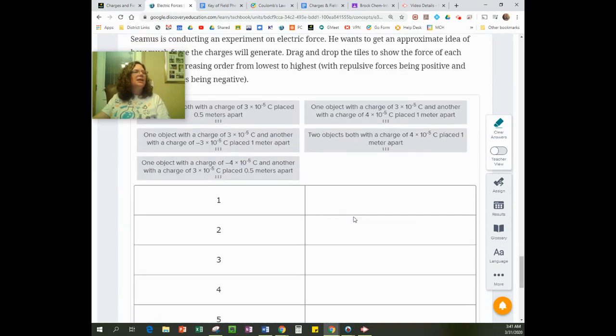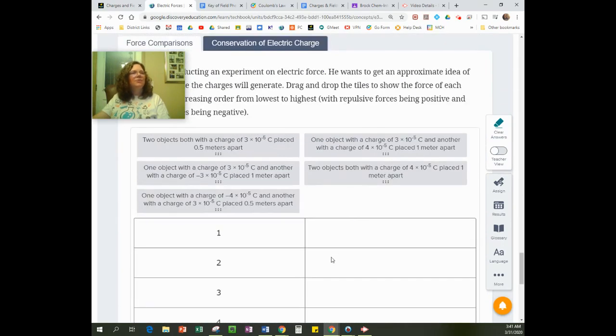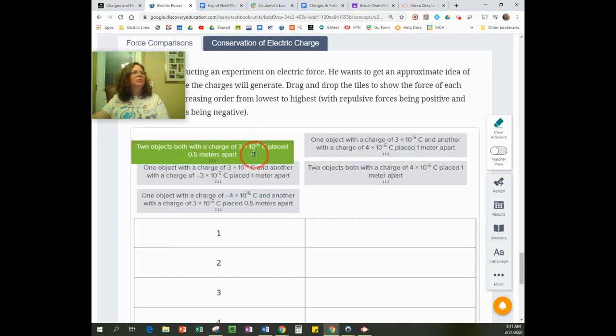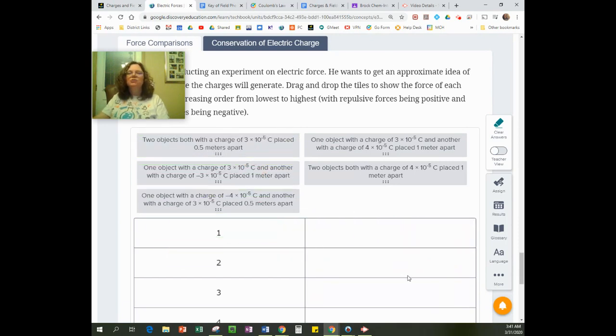And then this is your very last thing. You just pull these down here. You read it. You drag and drop. Done. And that's going to be your last thing for today. For my kids, that's going to be their grade that I'm going to put in the grade book.